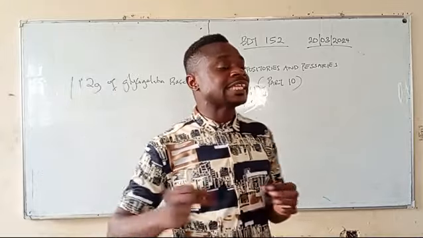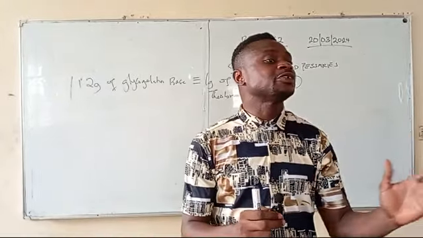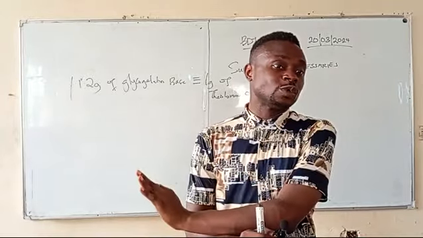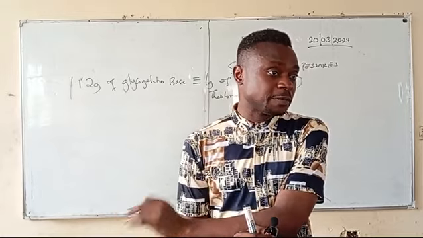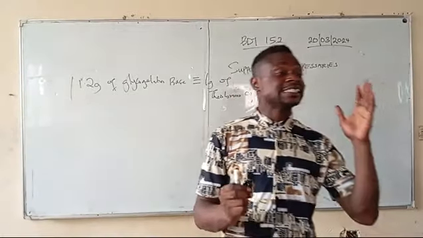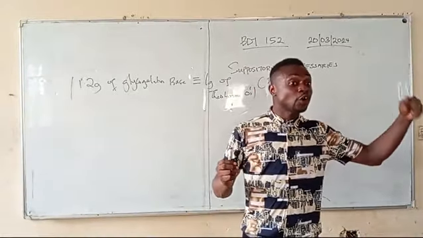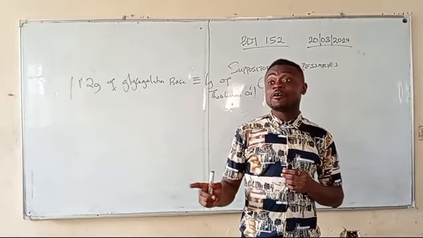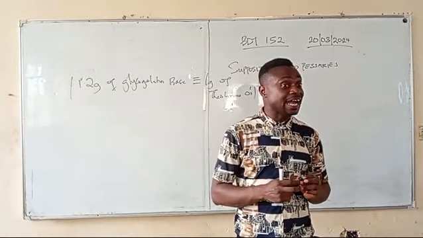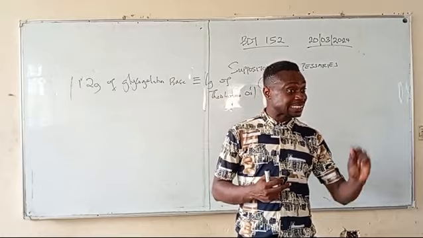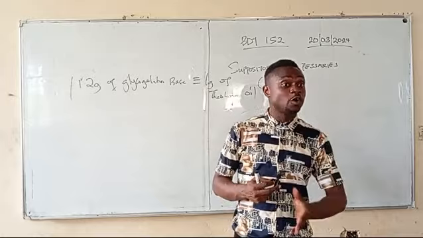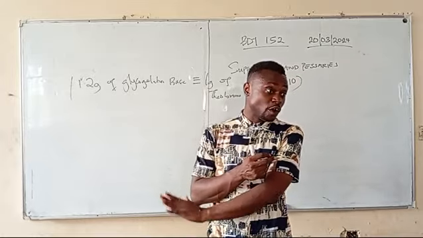Yesterday I was trying to compare the density of glycogelatin base to that of the theobroma oil. And I said that 1.2 gram of glycogelatin base occupies the same volume as 1 gram of theobroma oil. And after finding their densities, we realized that actually glycogelatin base is denser. It's about 1.2 times heavier than theobroma oil.